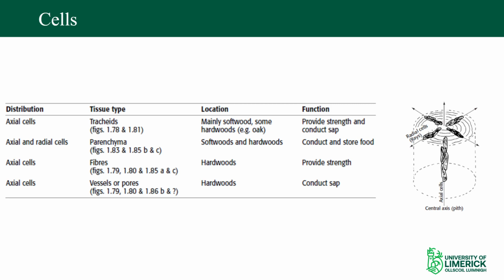Tracheids, mainly softwoods, some hardwoods, provide strength and structure. We know that. Parenchyma cells, in softwoods and hardwoods, we can get them anywhere. They conduct and store food. Fibers are found in hardwoods. Vessels and pores are found in hardwoods. One provides strength and one conducts sap.